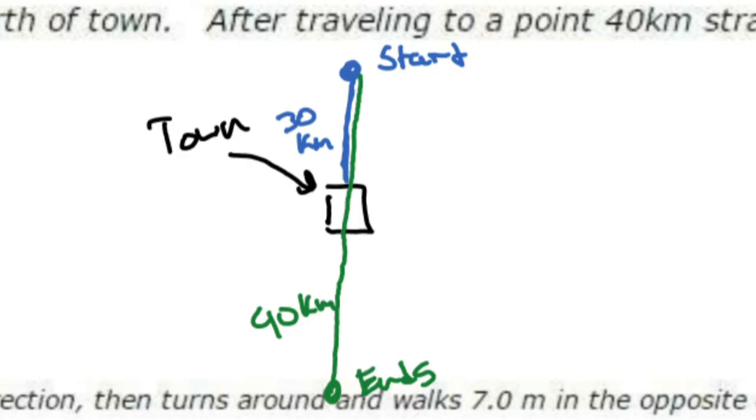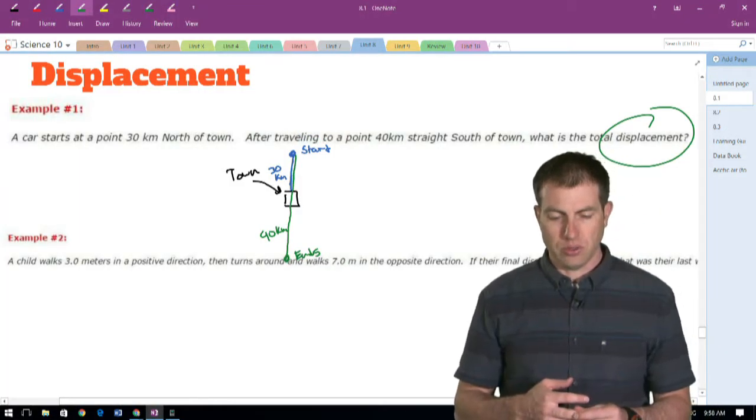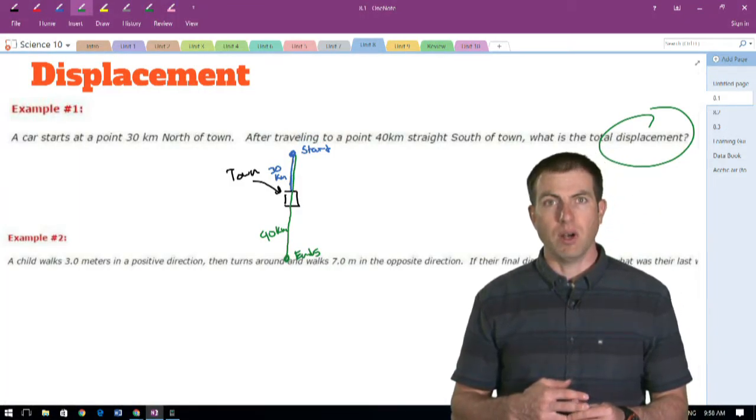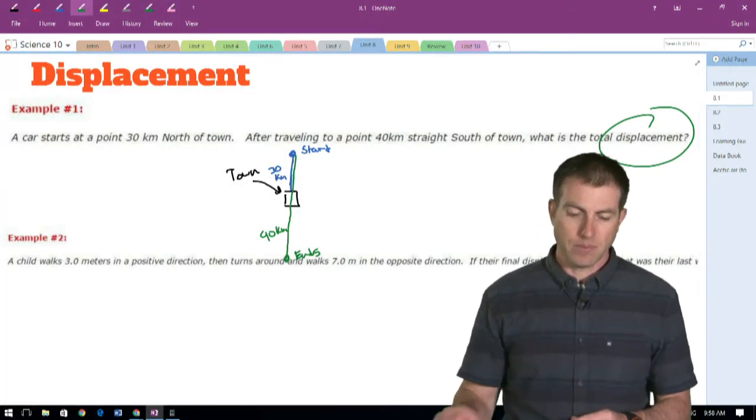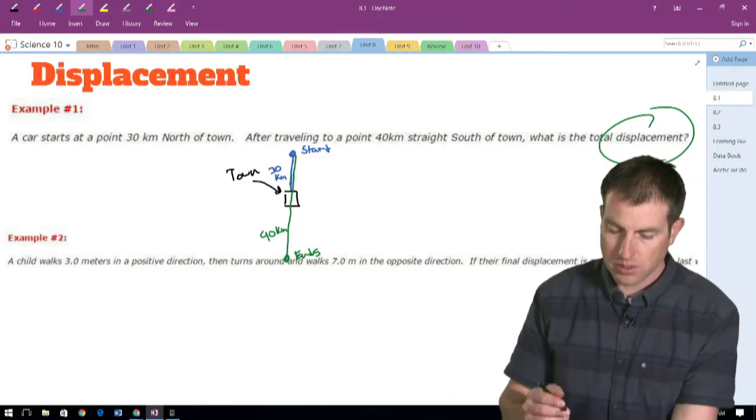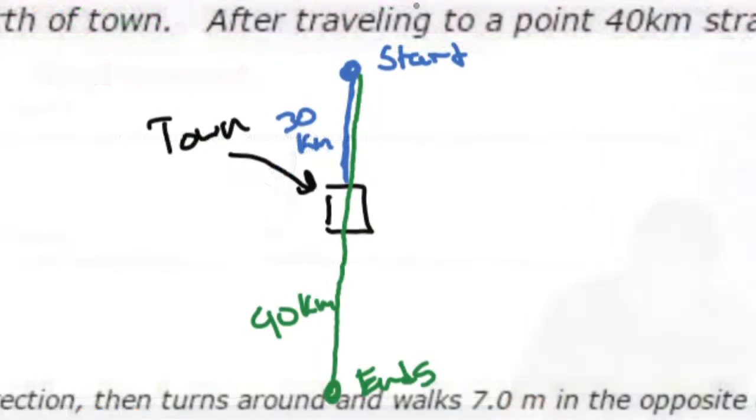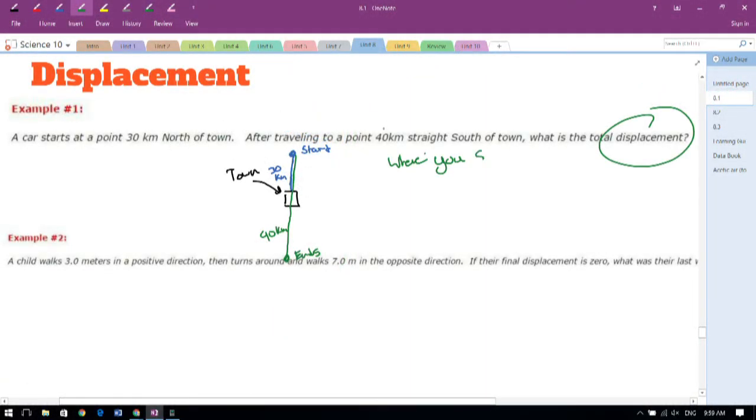So we purposely make these questions, I don't want to say tricky, but we try to make you think about the actual definition of displacement. So displacement is the distance from where you started to where you end.